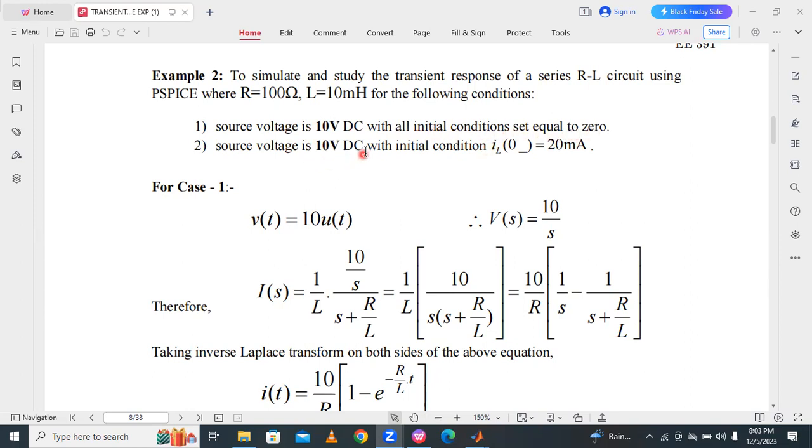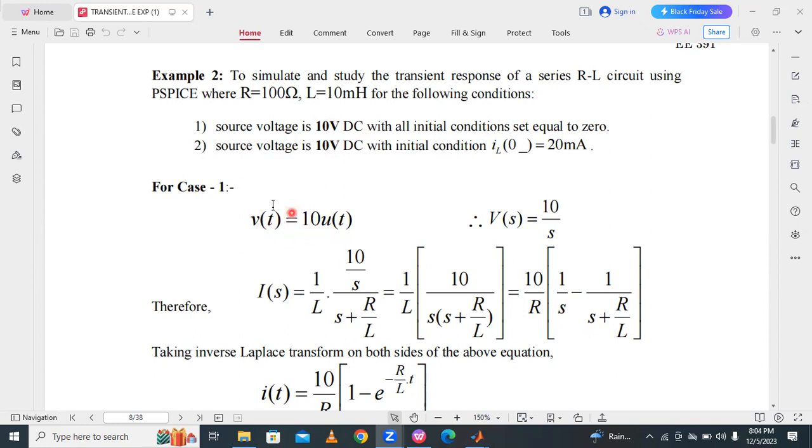Source voltage is 10 volts DC with initial condition IL of 0 minus equal to 20 milliamps. By taking the initial conditions as 0, and then IL of 0 minus equal to 20 milliamps, we can understand the response of the electrical circuit to a step input. So for case 1, the step input of 10 volts DC is 10 into U of t. V of t is equal to 10 into U of t.